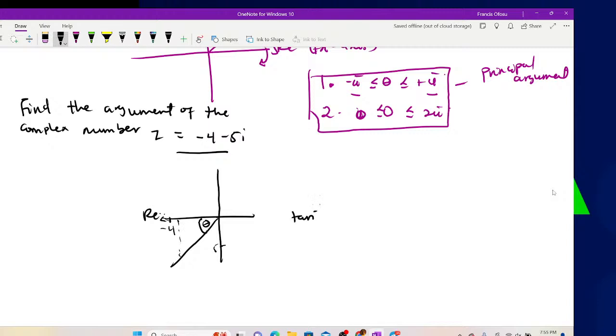Tan inverse. That is theta. This theta here becomes what? Tan inverse of what? Negative 5 over negative 4. Also equal to tan inverse of 5 out of 4, right? You simply punch this into the calculator. Tan inverse of 5 out of 4.